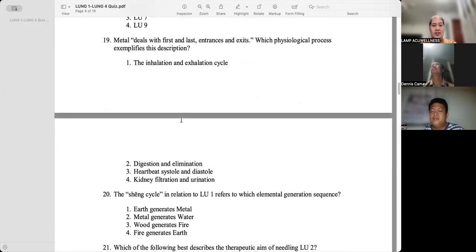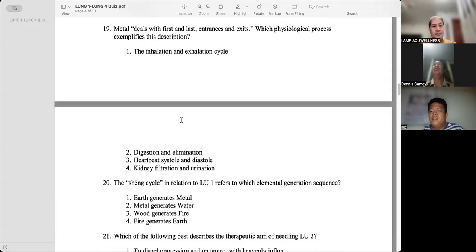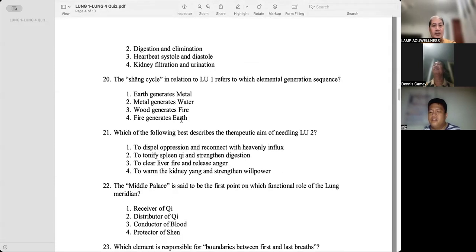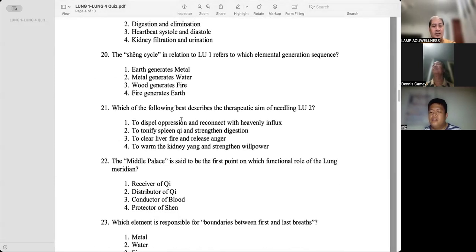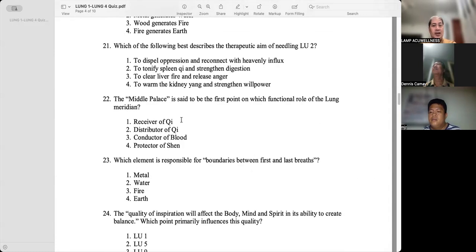Metal deals with first and last entrances and exits. Which physiological process exemplifies this description? The inhalation and exhalation cycle. The Shang cycle in relation to lung 1 refers to which elemental generation sequence? Earth generates metal.